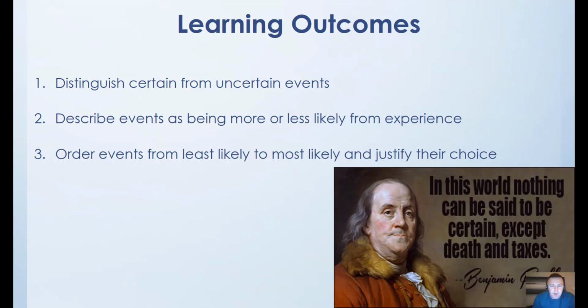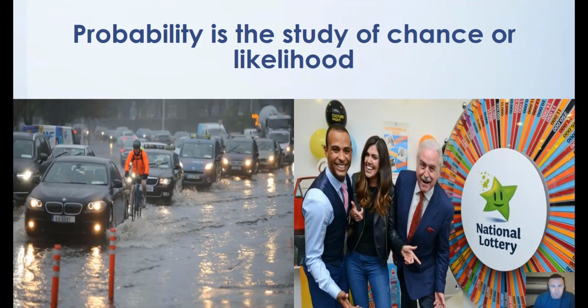So the learning outcomes for this lesson will be to distinguish certain from uncertain events, describe events as being more or less likely from experience, and to order events from least likely to most likely and justify their choice. So probability is the study of chance or likelihood. So when we talk about likelihood, we mean something that's unlikely or likely.